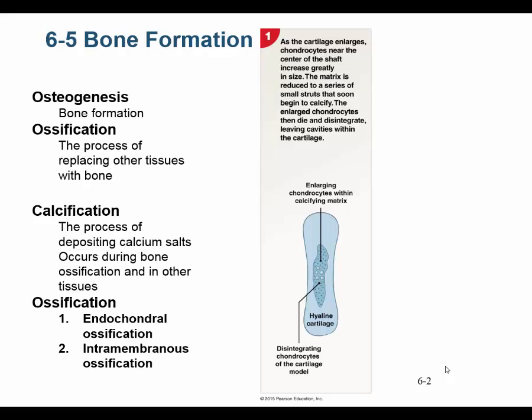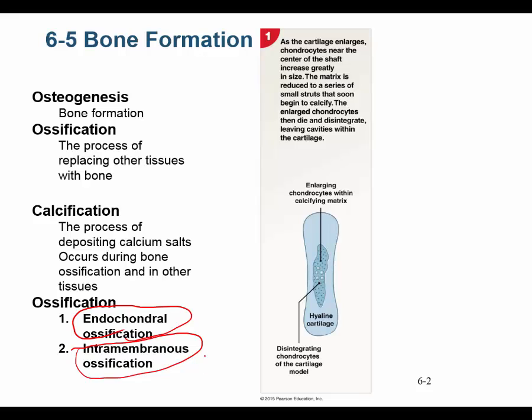So there's two ways to get bone. There's endochondral ossification. That's the word you see right here. And there's intramembranous ossification. Most of the bones of our body are formed by endochondral ossification. Endo means within and chondral means cartilage. So endochondral ossification means within a cartilage. Intramembranous ossification means within a membrane.